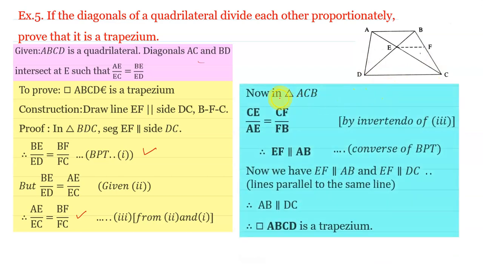See this, the next. Now, in triangle ACB, what's happening? CE upon AE is equal to CF upon BF by invertendo, and therefore this EF is parallel to AB, by the converse of the basic proportionality theorem. Now we have here EF is parallel to AB and EF is also parallel to DC, which is our construction. Okay, and hence AB is parallel to DC.